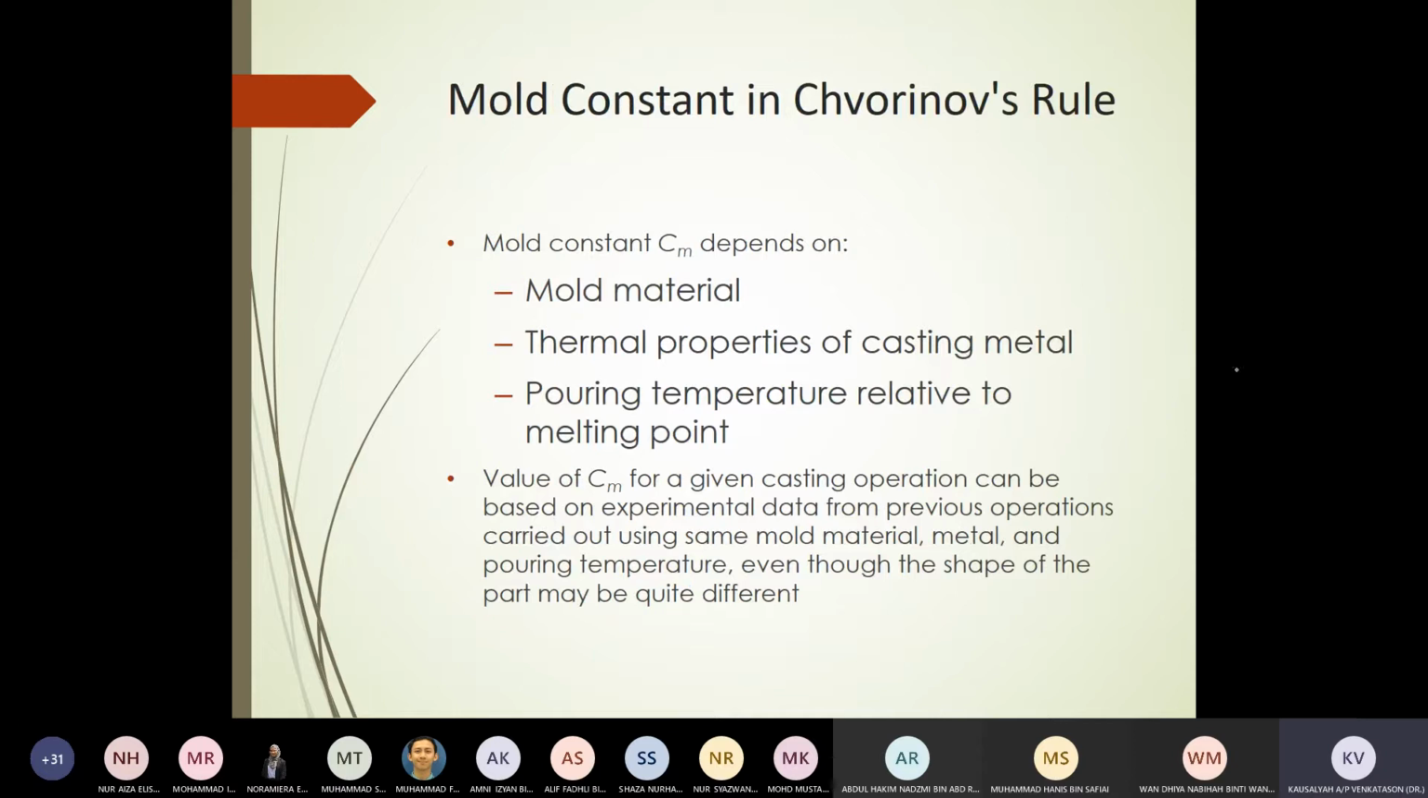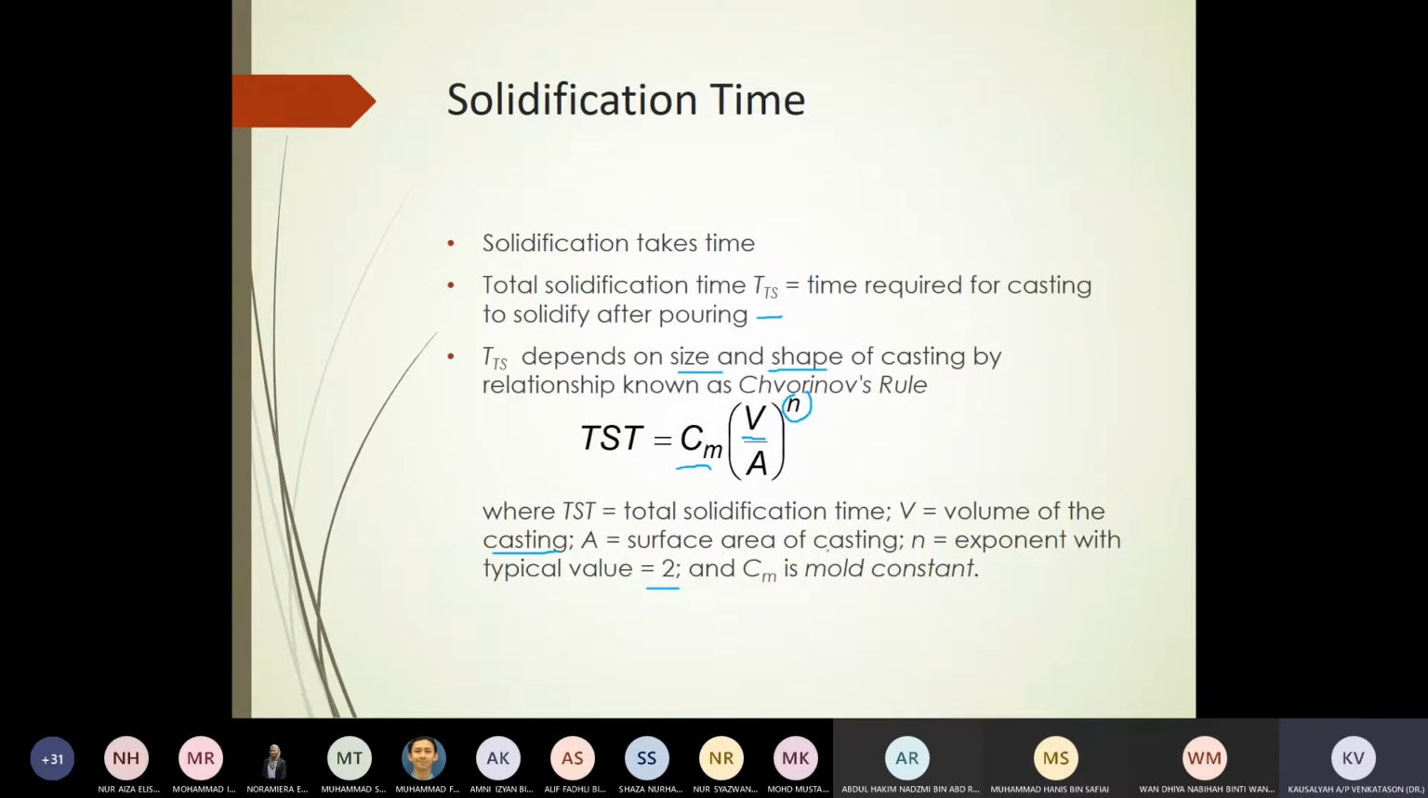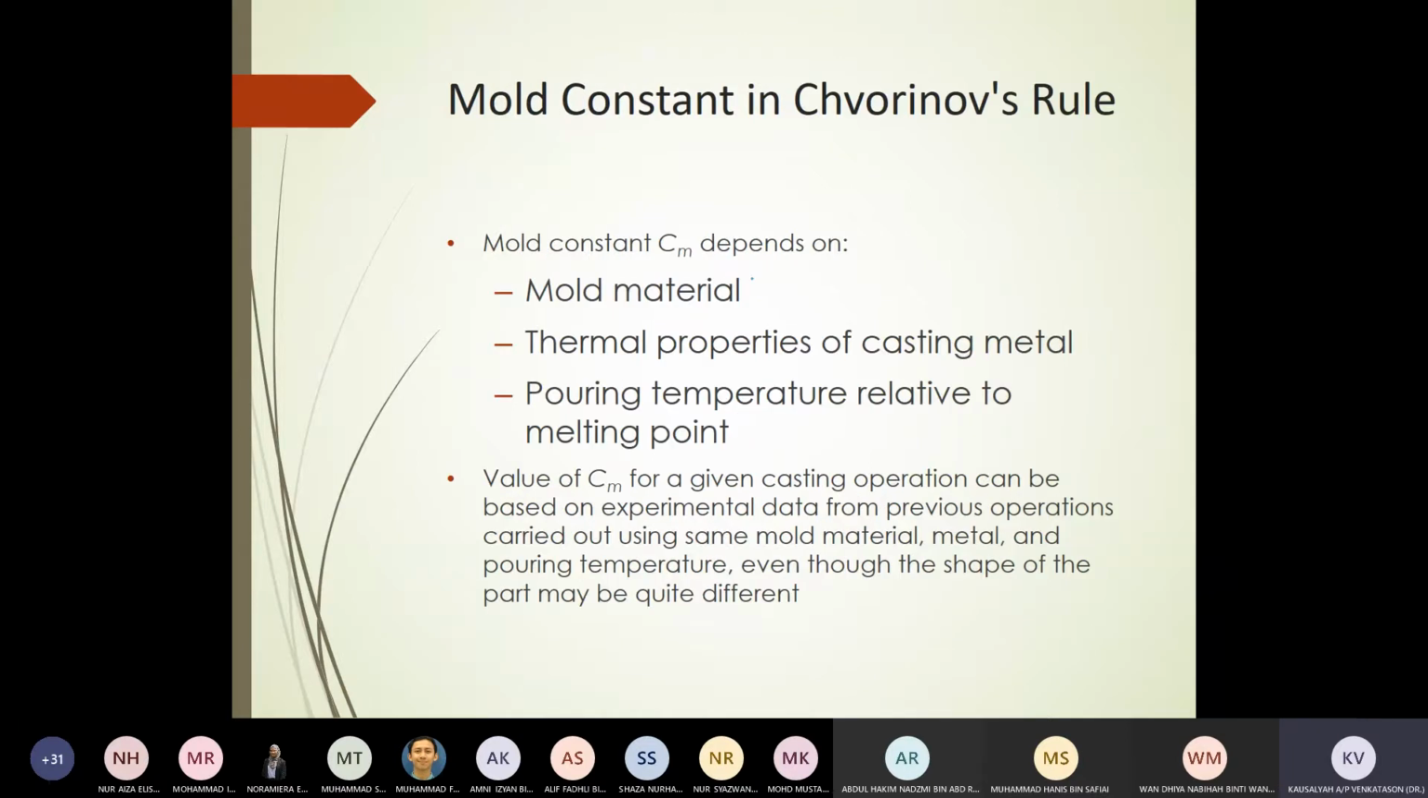So in Chvorinov's rule, the Cm, so what is the Cm over here? It is the mold constant. So the mold constant depends on the mold material, thermal properties of the casting material, metal, and pouring temperature relative to the melting point. So you have your melting point, and then you have your pouring temperature, which is slightly higher, so that you will allow the cooling to take place. So the value of Cm for a given casting operation can be based on experimental data from previous operations carried out using the same mold material, metal, and pouring temperature, even if you're using a different shape.